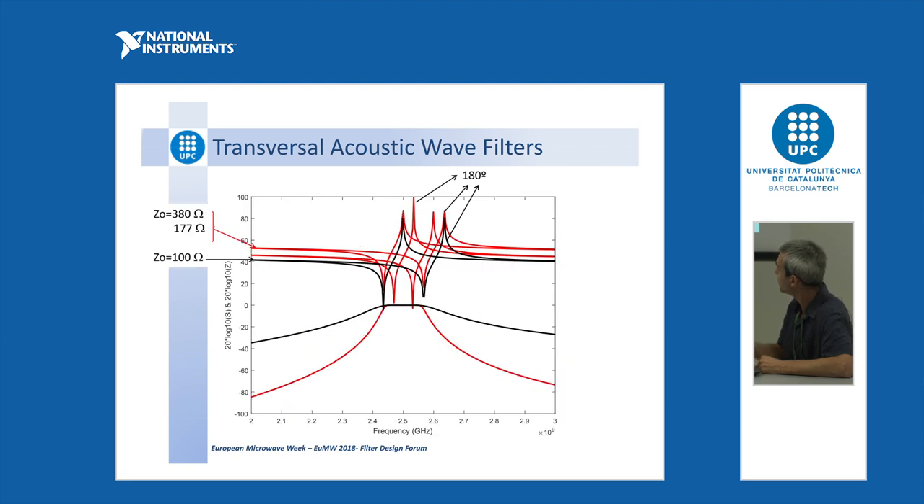Another example here could be a filter of 100 megahertz or 150 megahertz. And one is created with an order two filter, which would be the black one, and the other is created with an order four filter, which is the red one. In all cases, the coupling coefficient is exactly the same, right? And the only difference is the impedance that we need for these resonators. And of course, for the order four filter, the rejection is higher, right?